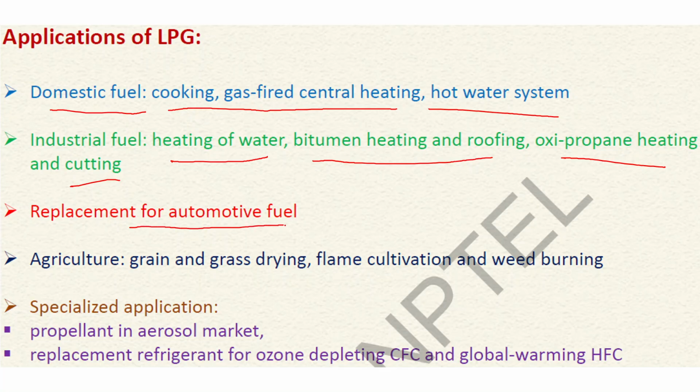Then it can also be used as automotive fuel. In agriculture, LPG is used for grain drying, flame cultivation, and weed burning. In specialized applications, it is sometimes used as a propellant in aerosols and as a replacement in refrigerants. It can be used as a replacement for CFC, that is chlorofluorocarbon, and HFC, that is hydrofluorocarbon, which are ozone-depleting chemicals. We can replace them with LPG in refrigerants.